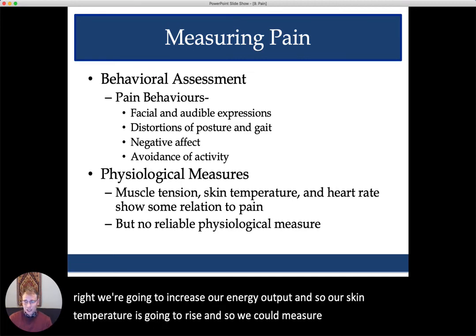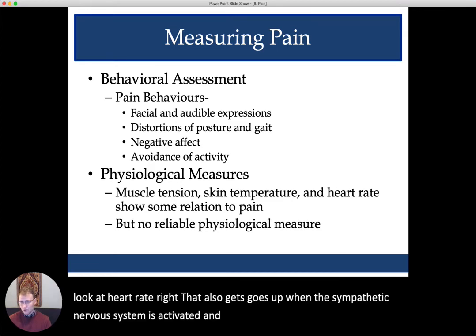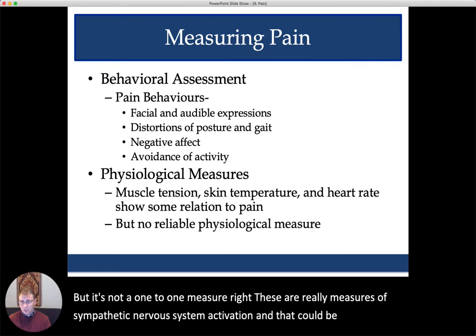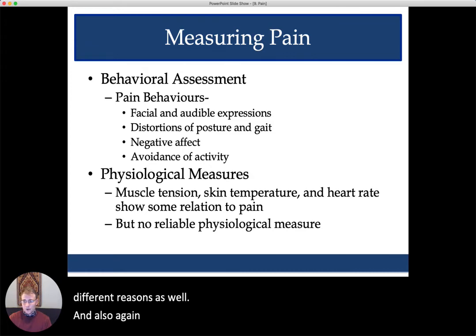We can also look at heart rate, right? That also goes up when the sympathetic nervous system is activated, and so all of these show relation to pain, but it's not a one-to-one measure, right? These are really measures of sympathetic nervous system activation, and that could be activated for different reasons as well. And also, again, people who, for example, have experienced chronic pain for a long time, right?